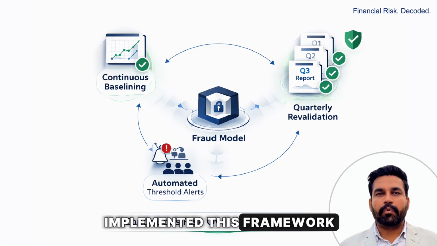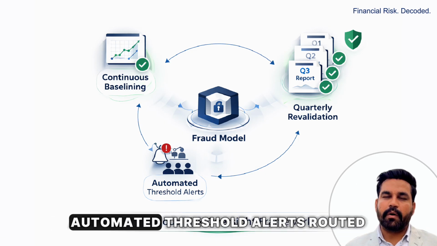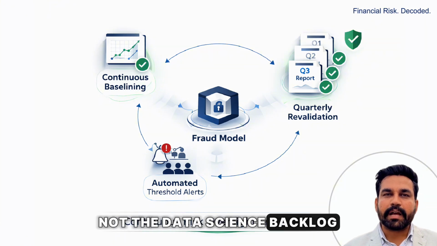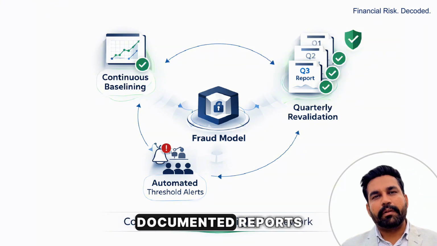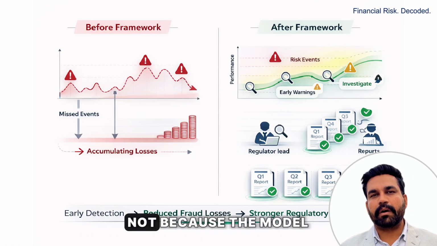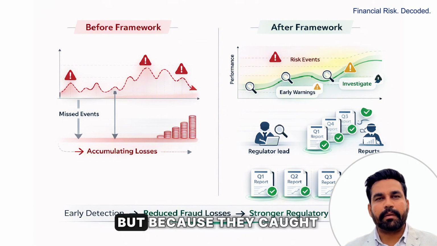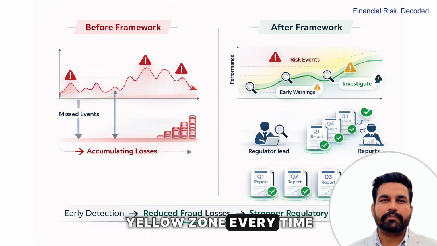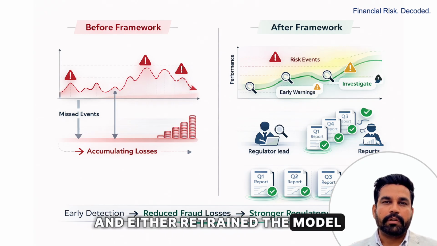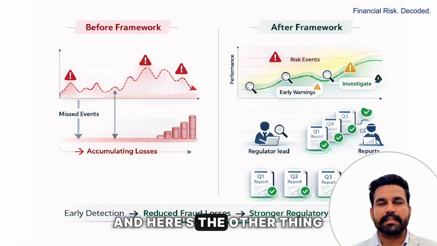They implemented this framework. All 3 steps. Continuous baselining against their original metrics. Automated threshold alerts routed to their risk committee, not the data science backlog. And quarterly revalidation with documented reports. 9 months later, 0 missed fraud spikes. Not because the model stopped drifting. It still drifted. Models always drift. But because they caught the drift at the yellow zone every time. They caught it early, investigated the cause, and either retrained the model or adjusted their rules layer before the drift became a loss event.